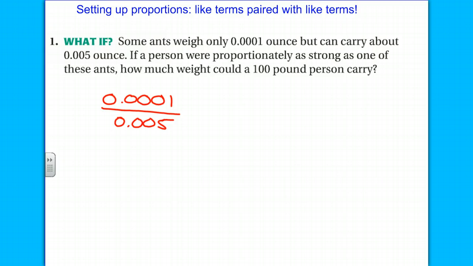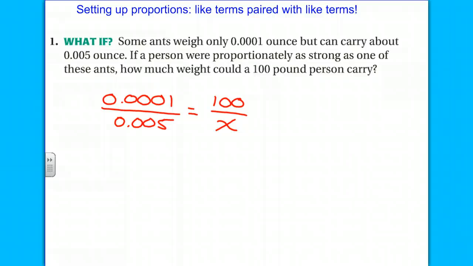Okay, so Emily is setting it up with the weight of the ant over what it can carry equals, you're saying 100 over 5,000. Where'd you get the 5,000? Do we have that in this problem? No, we don't. We have an unknown, right? So you're now trying to fill it in with an answer, aren't you? You're telling me what it equals because you did some process. But before you even do any process, here's your proportion.